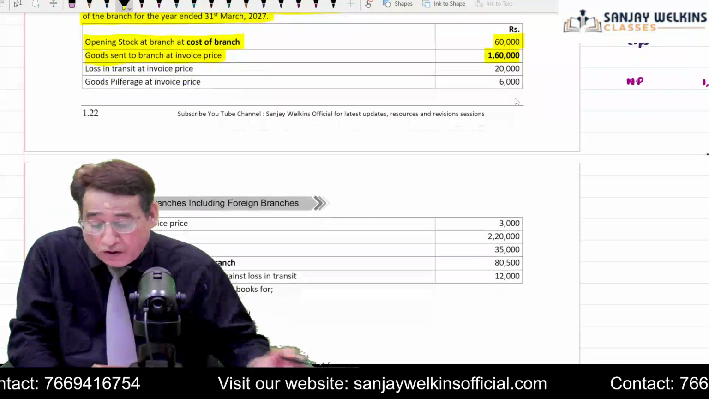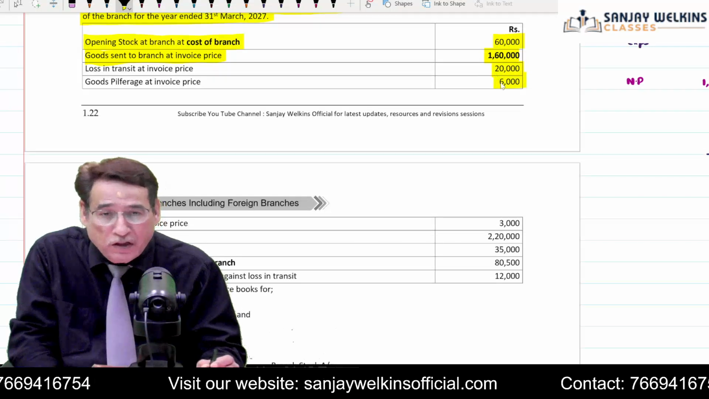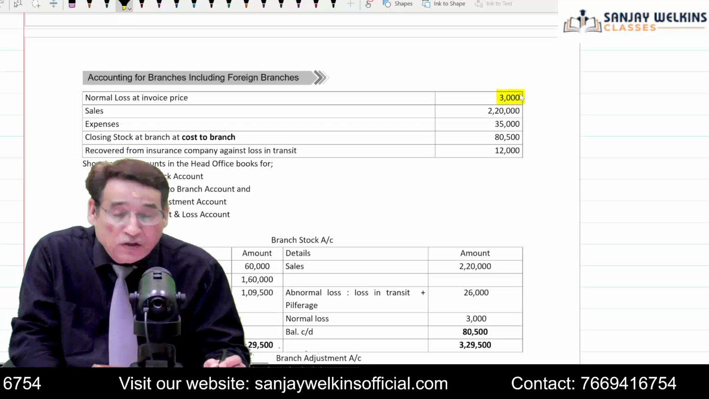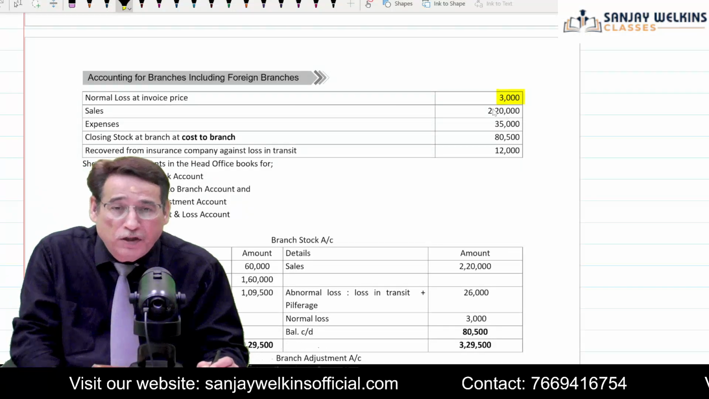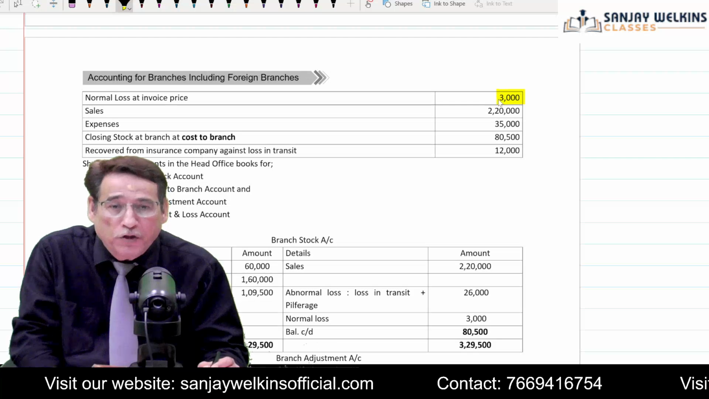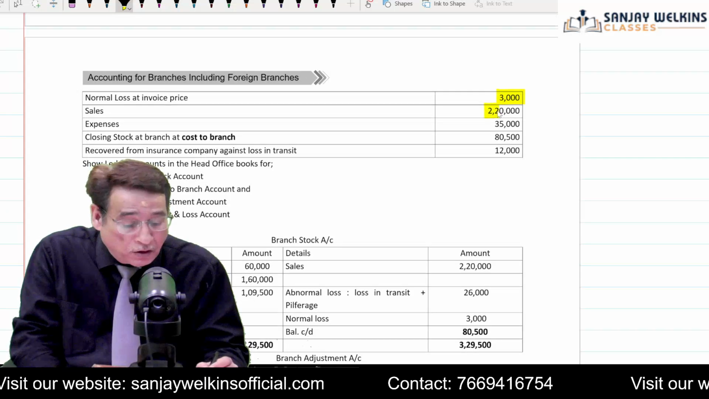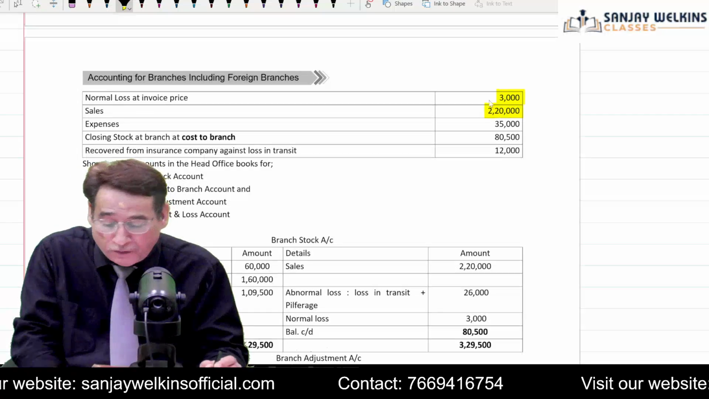And then loss in transit and goods pilfered. So often we have come across these two items. Obviously these two items will be considered as abnormal loss. In this question there is normal loss also. As far as normal loss is concerned, I have already told you, first of all you are going to put it on the credit side of the branch stock account, and later on you are going to take it to the debit side of branch adjustment account. No splitting is required in case of normal loss.